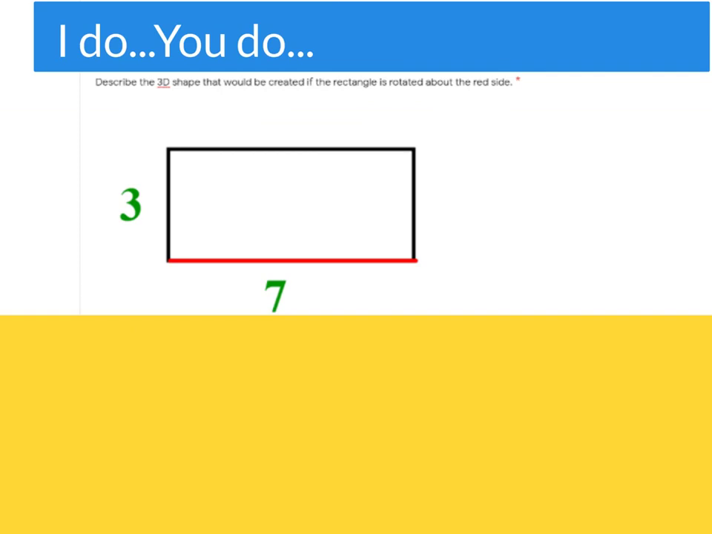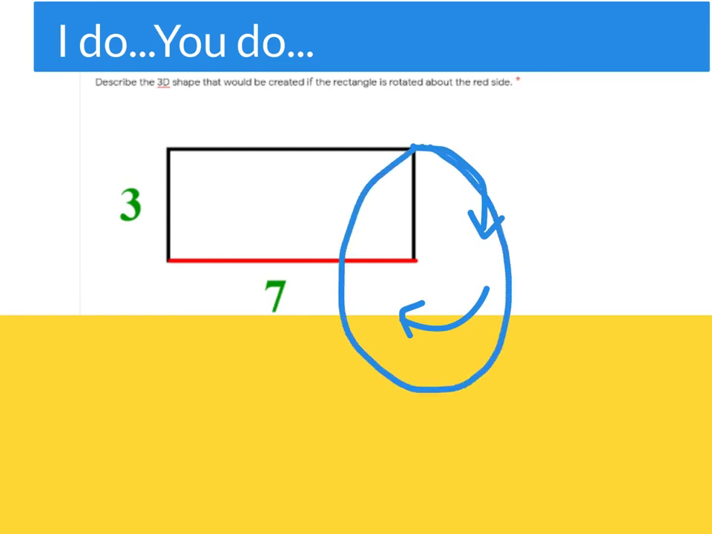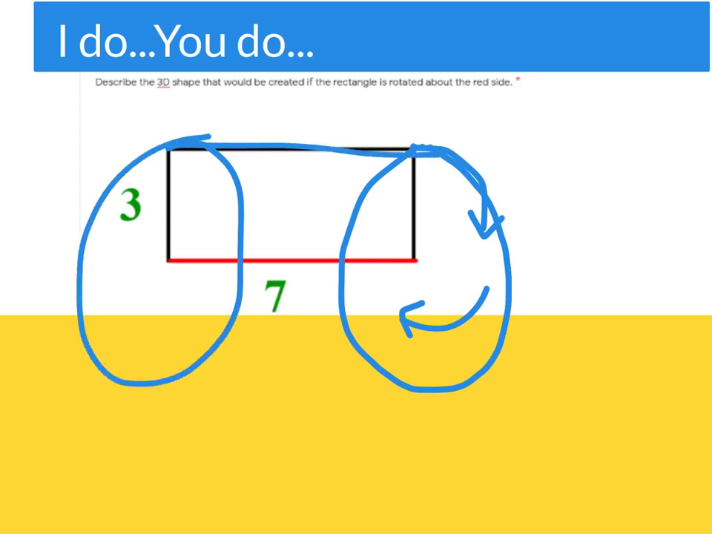Alright, it says describe the 3D shape that would be created if the rectangle is rotated about the red side. So that red side is going to stay put and we're going to rotate this thing. So I'm kind of swinging this back around this direction. And you can start to see it kind of right there, this thing is going to turn around here. Of course, you're going to have that same thing going on down here. And hopefully you can see that, that's a terrible drawing, but it's a cylinder.